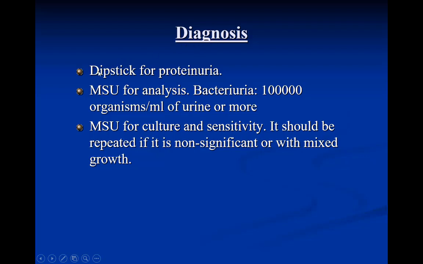Diagnosis: dipstick urine for protein, and midstream urine analysis for infection. When there is bacteriuria of around 100,000 organisms per ml of urine or more, it's considered to be infection. Midstream urine for culture and sensitivity should be repeated if it is non-significant or shows mixed growth.